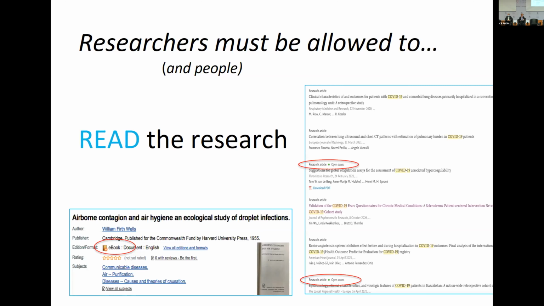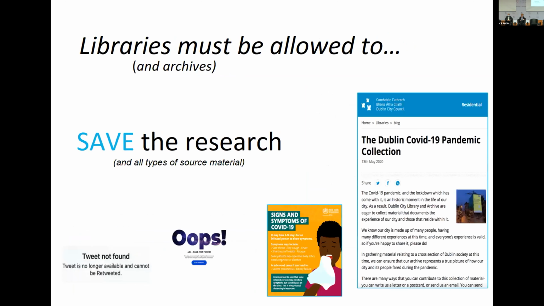And then finally, on to the third point, which is that libraries and archives must be allowed to save the research. So as we have seen, researchers and scientists need access to a wide range of data and resources to study and draw lessons from COVID. And this data comes in all types and all formats, old and new.